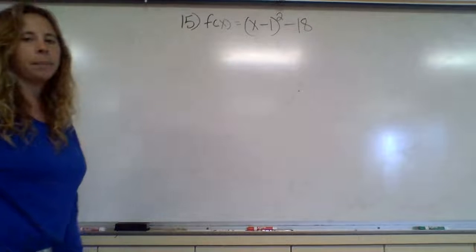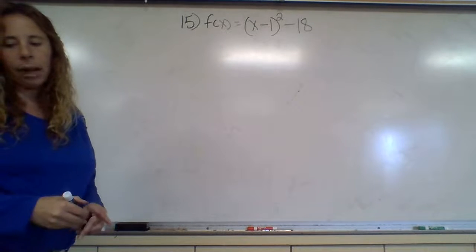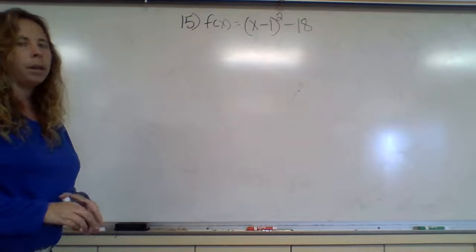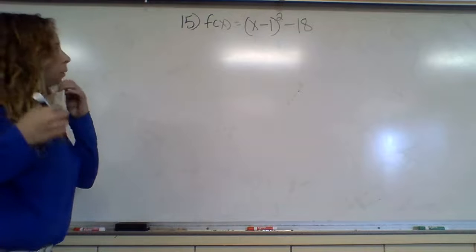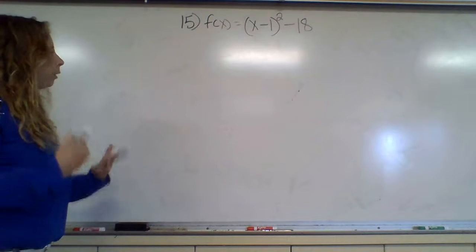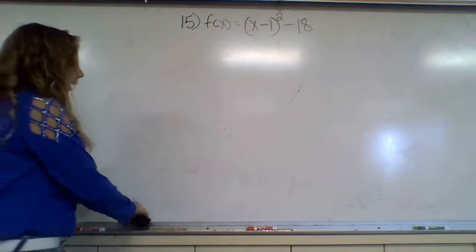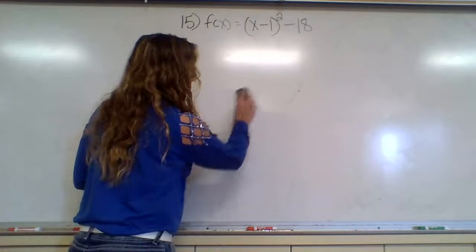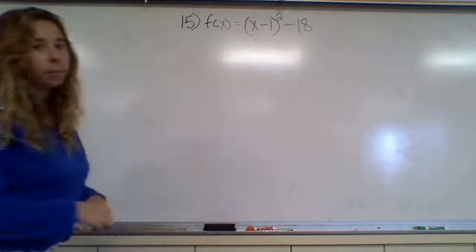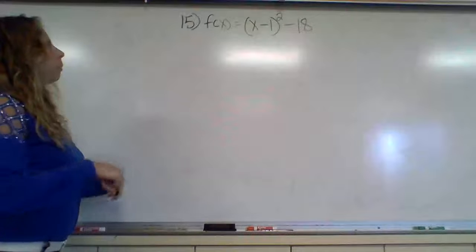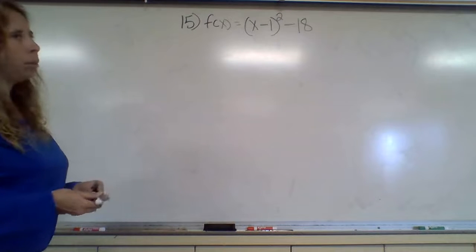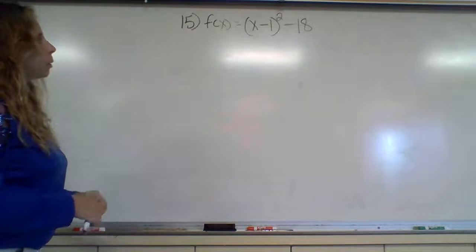Okay. 15. Find the minimum value. So you are finding the vertex, and whatever k is, the y value of your vertex, that's your minimum. Whatever k is, that's your minimum. Well, this one's nice, because I give it to you in vertex form, so just pull out the vertex.